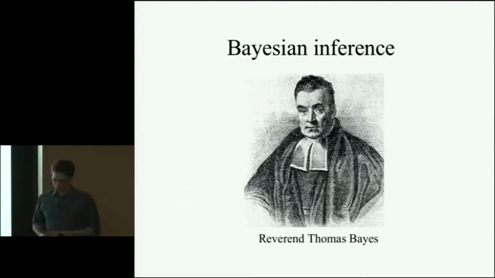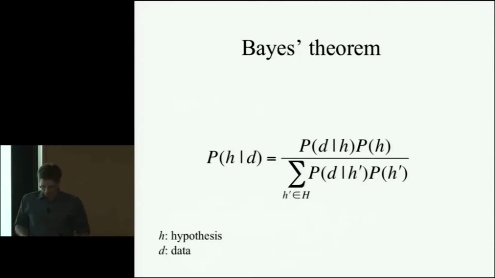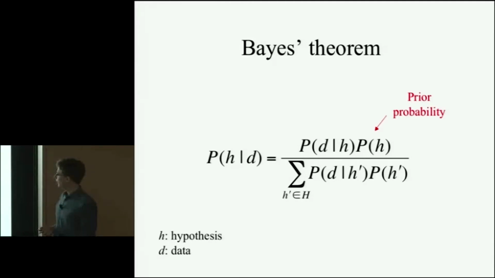This is the Reverend Bayes, who introduced his famous theorem in the 18th century, which tells us how a rational learner should go about updating his or her beliefs in light of evidence. What Bayes' theorem tells us is how to go from what's called a prior probability distribution, which encodes our degrees of belief in a set of hypotheses before we see data, to a posterior probability distribution, which encodes our degrees of belief after seeing data. And it tells us how to do that in a very simple way.